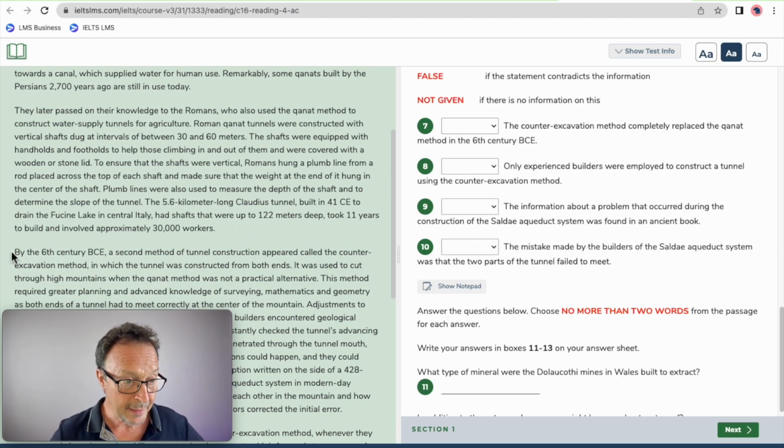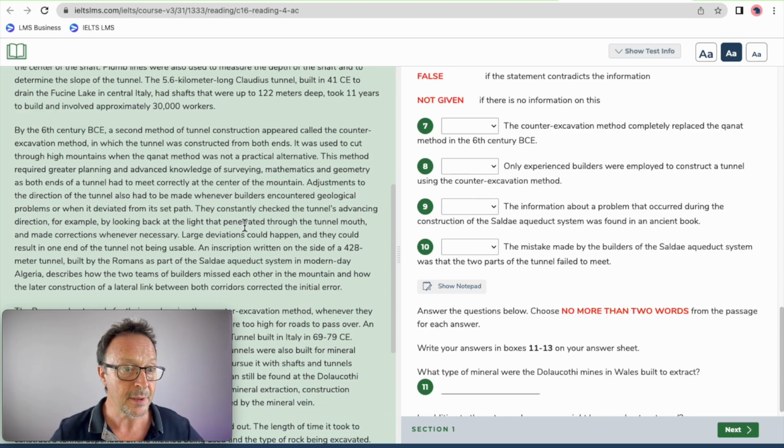Now straight away I can see down here we've got this mention of 6th century, so I'm going to get straight down to there. The counter-excavation method completely replaced the quinut method in the 6th century. Completely. This is always a key word, completely. That means 100%.